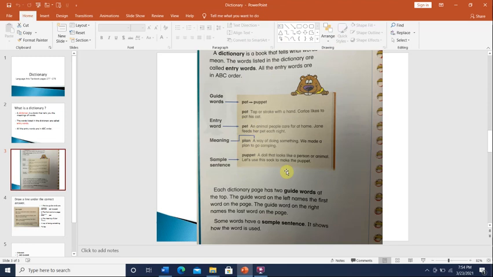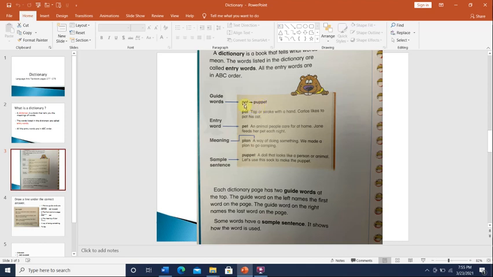Okay, so what can you find when you open a dictionary? When you open to a page in a dictionary, you'll find 2 words in dark bold print. They are called guide words. The 2 words that are next to each other, they have a word and then an arrow and then a word. These are called guide words. Why? They guide you.